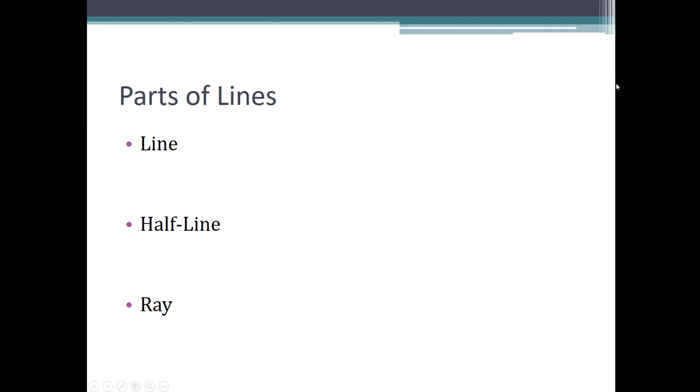Alright, so back to lines. We talked about points, lines, and planes. Back to lines. We talked about how you could draw a representation of a line like so. If we want to name a line, we need to identify 2 points on the line. And when you name points, usually you use capital letters.